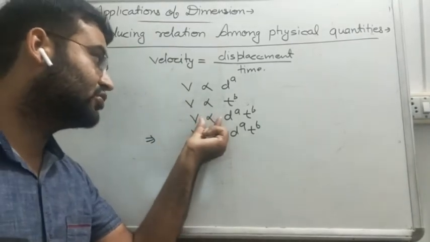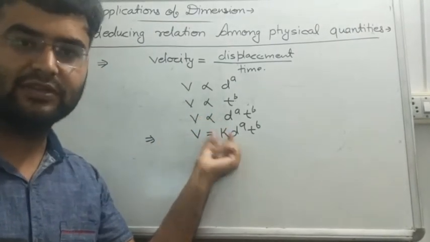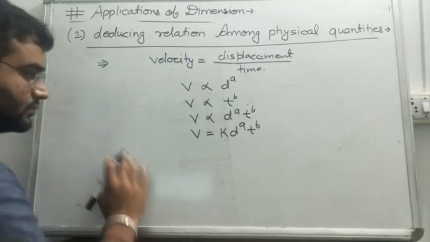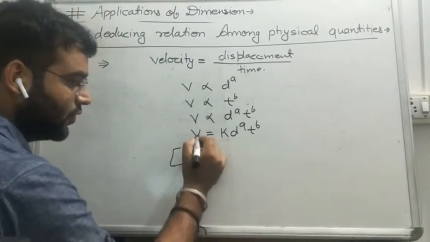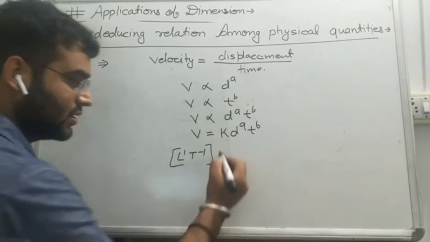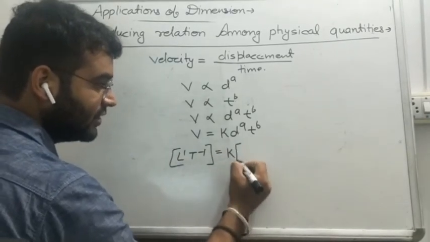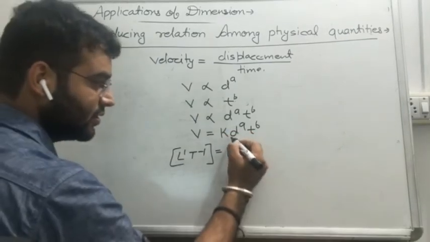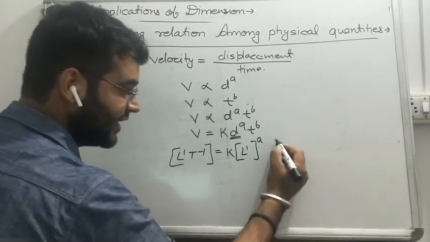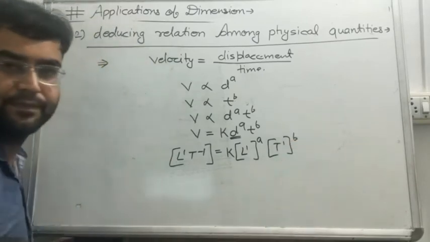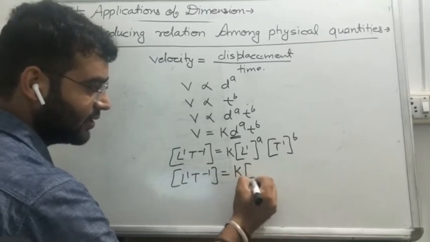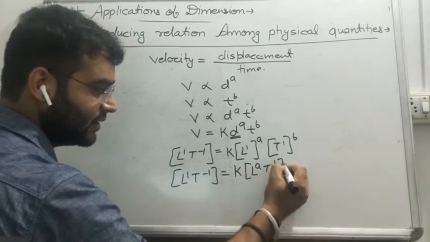So I can write that v equals k d^a t^b. When we remove this proportional sign, we have to put in a constant value, that is 2, 3, 4, 5, 6, anything. So here I am writing k. Then, we all know the dimension of velocity is L1 T minus 1, so L1 T minus 1 equals k. For d^a, the dimension of distance is L1 power a. The dimension of time is T1 power b. Clear? Then again, L1 T minus 1 equals k L^a T^b.